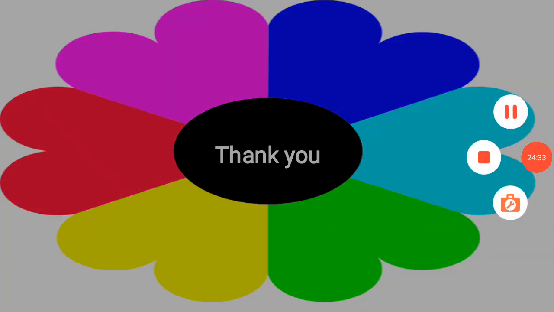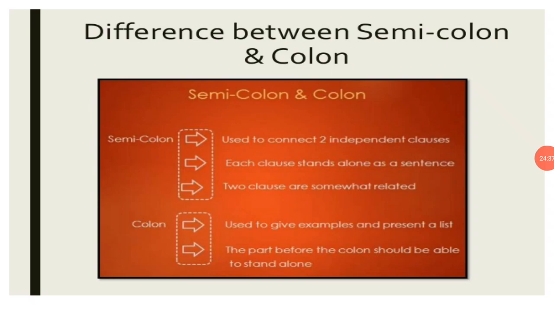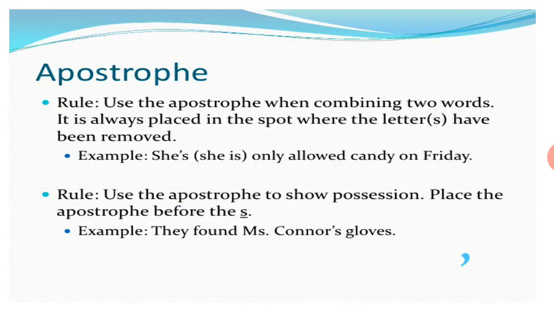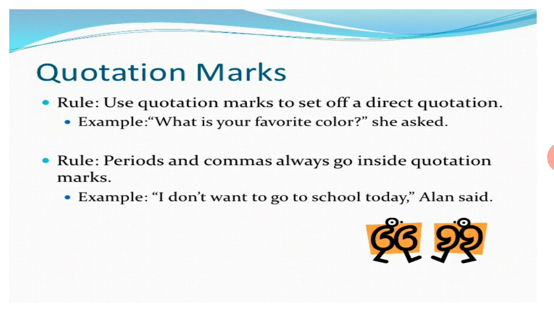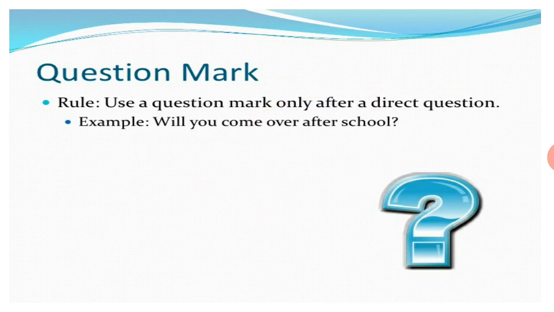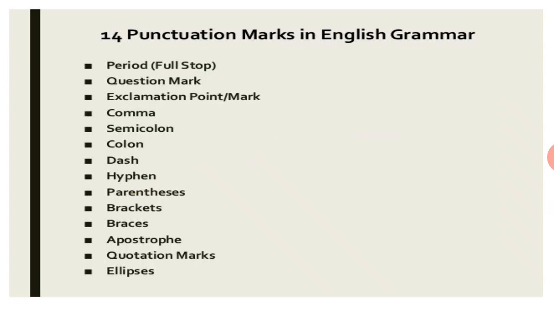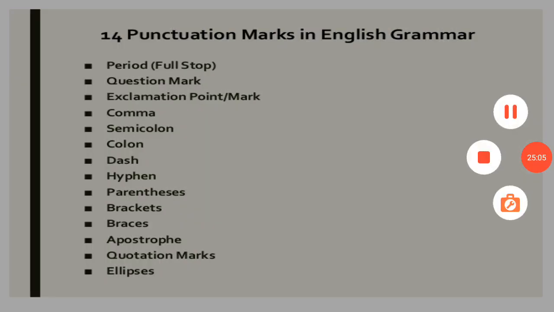So I hope you all understand what I said. In this class we saw what a lexical skill is, what the part of spelling is, and what punctuation marks are. What are the 14 punctuation marks? That is the period, full stop, question mark, exclamation mark, comma, semicolon, colon, dash, hyphen, parentheses, brackets, braces, apostrophe, quotation marks, ellipses. So these things we saw in this class.